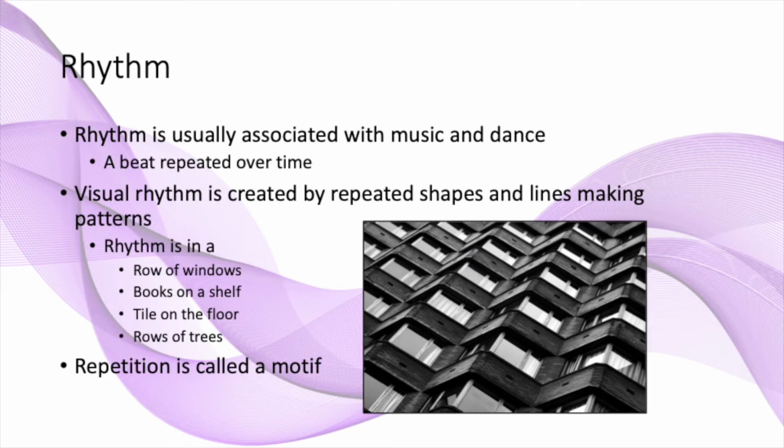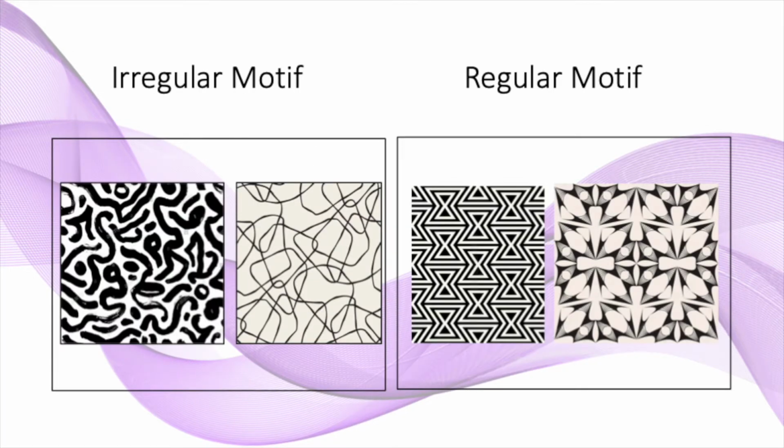Rhythm. Rhythm is usually associated with music and dance, like a repeated beat. But it can also be shown in repeated shapes, like windows, floors, trees, or designs. That is called a motif, this repetition. Here you can see an irregular motif on the left with irregular shapes and a regular motif on the right with regular shapes or symmetrical shapes or the same shape repeated.